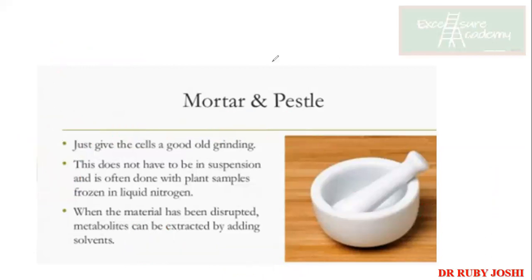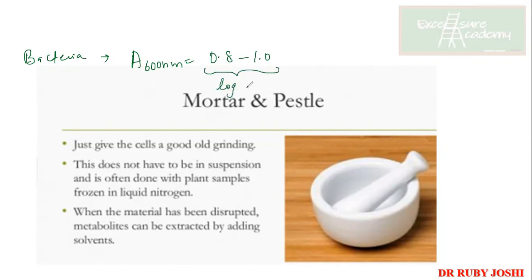Okay, now let's talk about bacteria. So any bacteria, if I am interested to study the proteins or DNA of bacteria, the first thing is absorbance at 600 nanometer. It should be from 0.8 to 1 OD. Above 1 we don't take, because it is not going to come into the working range. So we don't consider above 1. This is the logarithmic phase of the bacteria, meaning actively growing bacteria are present.